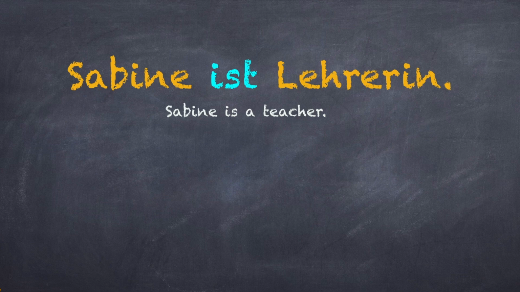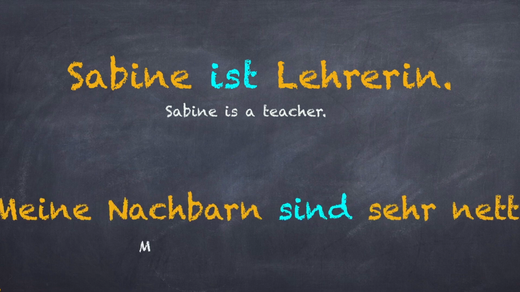Sabine ist Lehrerin. Since Sabine is feminine and singular, we will conjugate the verb according to the pronoun that can replace Sabine in the sentence, which is sie, singular third person. Meine Nachbarn sind sehr nett. The subject here is meine Nachbarn. Which pronoun would replace it? It's in the third person and plural, for which we have sie, and the verb is conjugated according to it. Sie sind, meine Nachbarn sind.